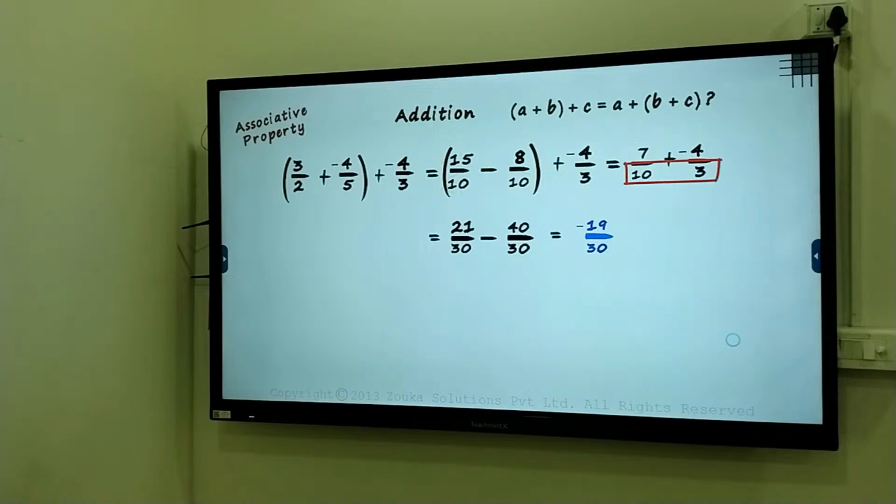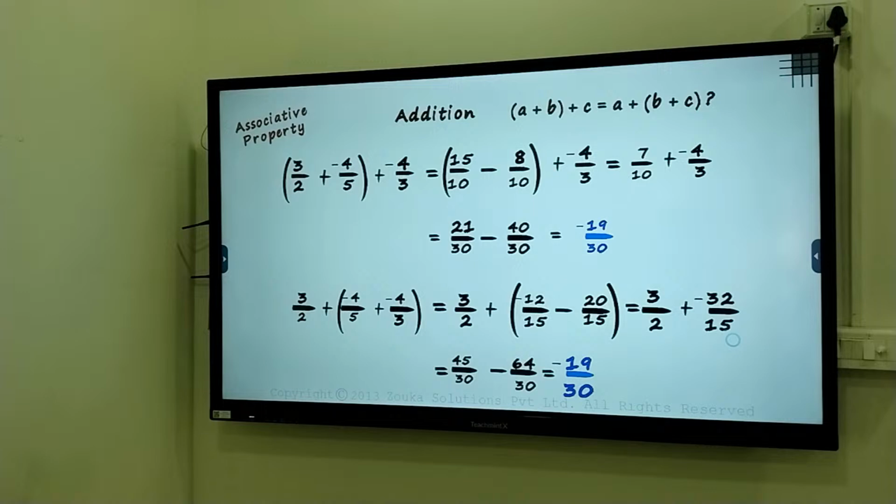Then we made the denominators of these two rational numbers equal to 30. And we finally got the answer as minus 19 by 30. Now we can put the brackets around the second and the third terms. The sum will look like this with brackets around these two terms. Again, we first solve the brackets and then come to this term.